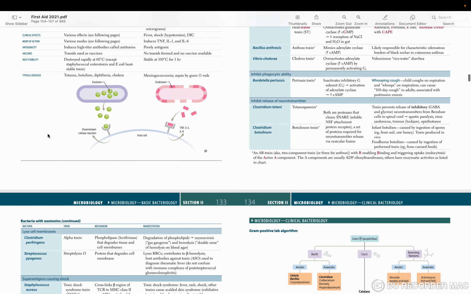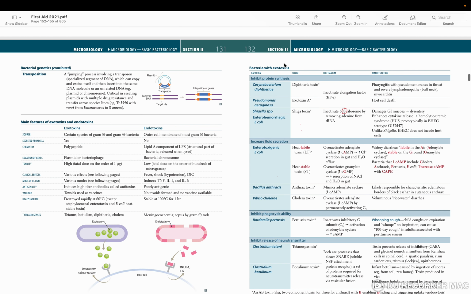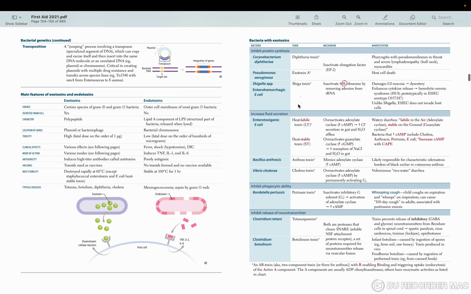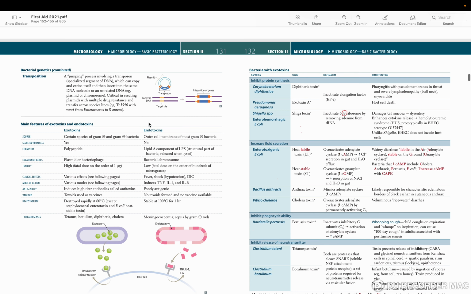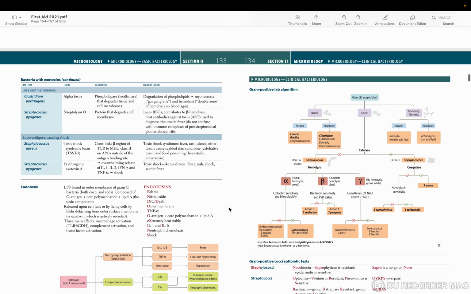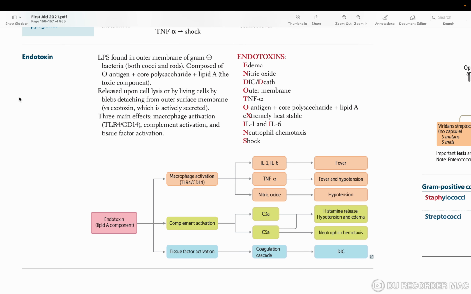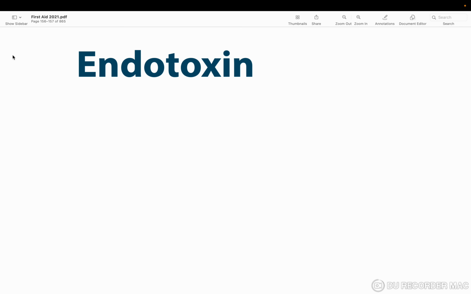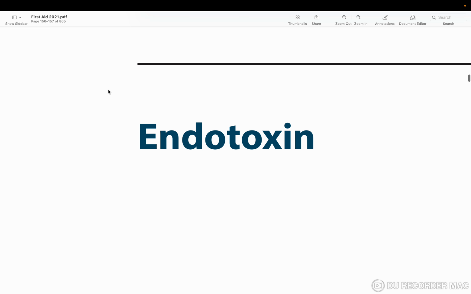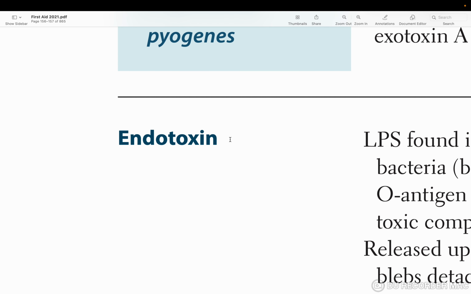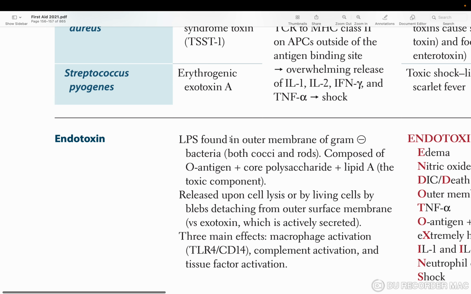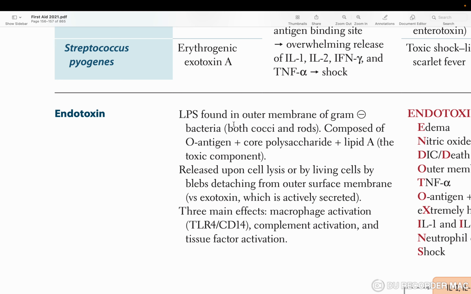So the last thing we spoke about, if you remember, we spoke about different types of exotoxins, and we also discussed superficially the endotoxins. But today I'm going to go deeper regarding the endotoxins and why they are bad. To start with, are endotoxins in gram positive or gram negative, guys? They are in gram negative. This is correct. So lipopolysaccharide is found in the outer membrane of the gram negative bacteria, both cocci and rods.